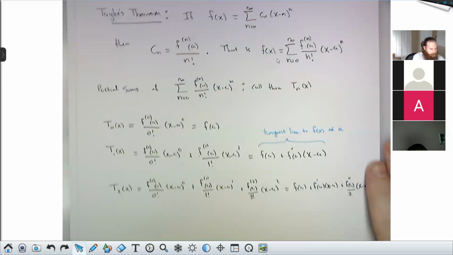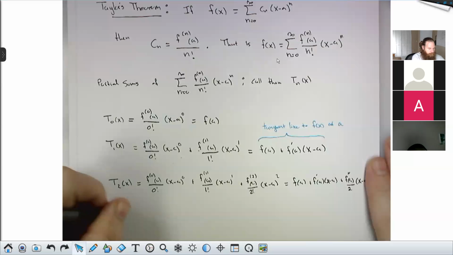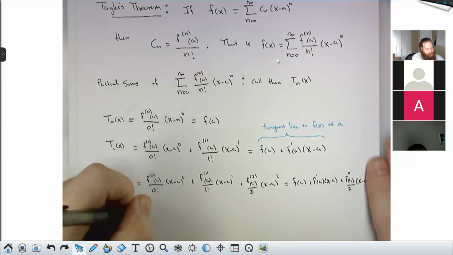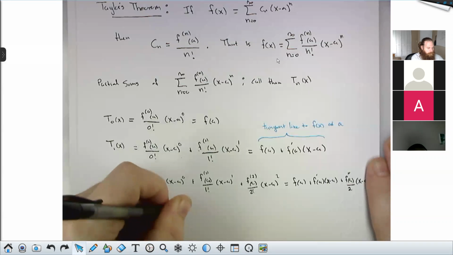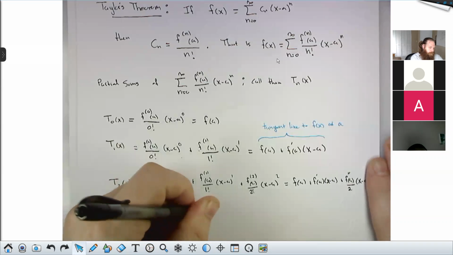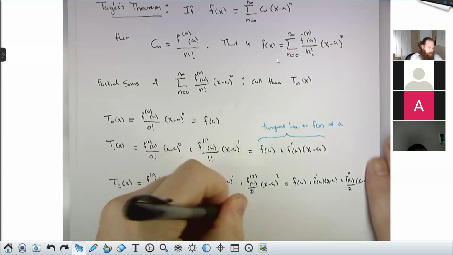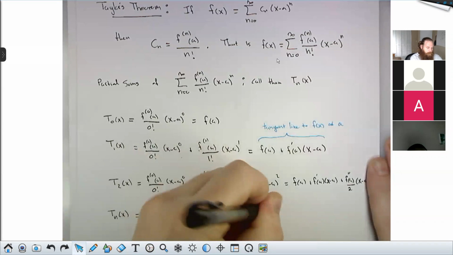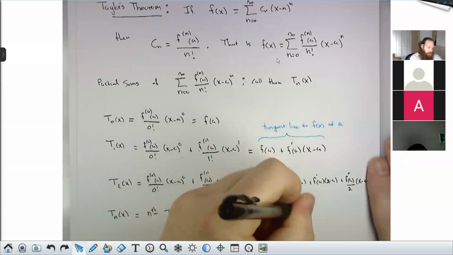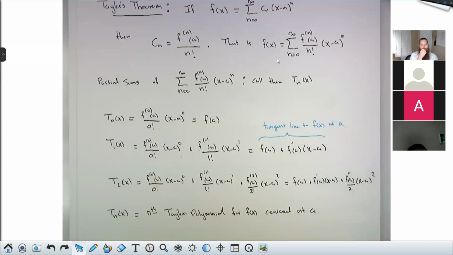Tn here in general is called the nth Taylor polynomial for f of x centered at a. And it is the unique polynomial of degree n such that all of its derivatives up to n match the derivative of f of x.